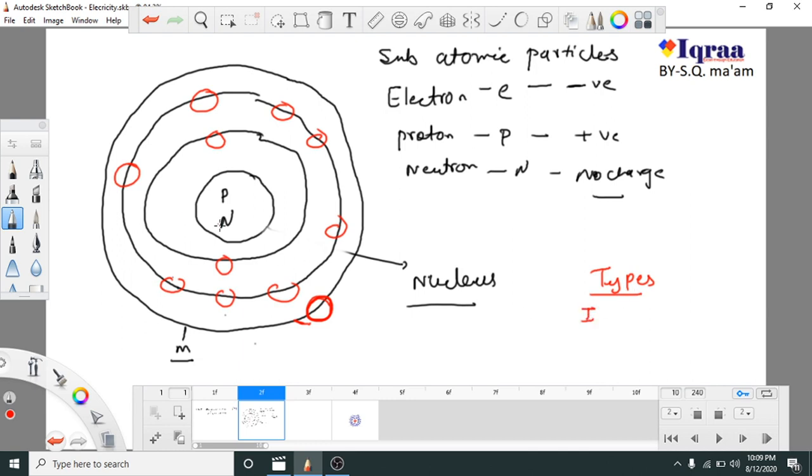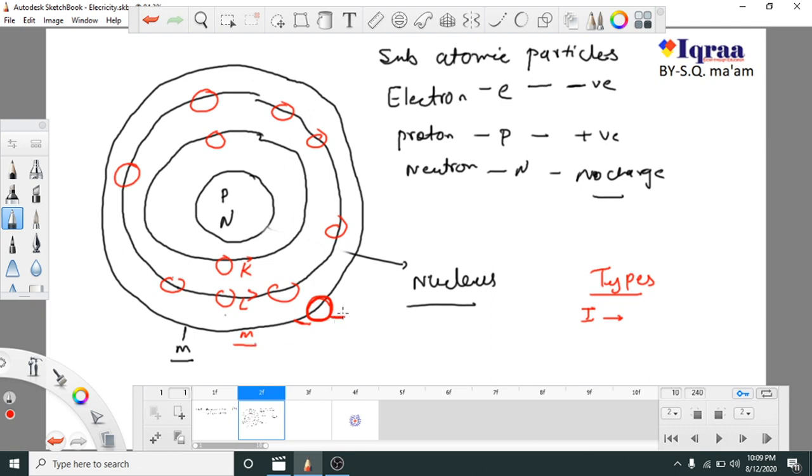In the first category, all of the electrons can orbit, they can rotate in their particular orbits. They can take a circulatory motion and rotate in their particular orbit. This electron will move in K, this in L, and this in M. There could be more than 3 shells, maximum 7 shells.